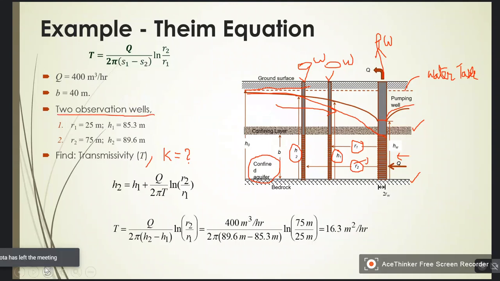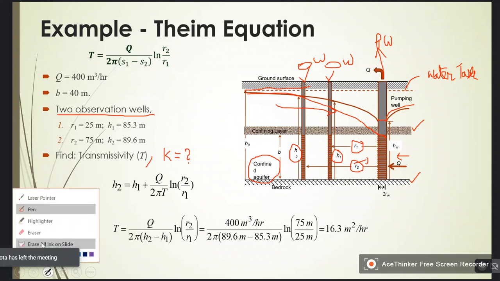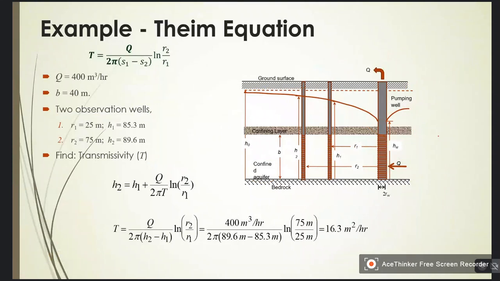Sir, the drawdown at the test well is not there. Why is there no drawdown near the test well, sir? See, I will repeat once again.